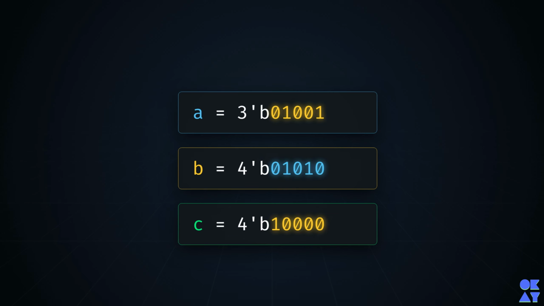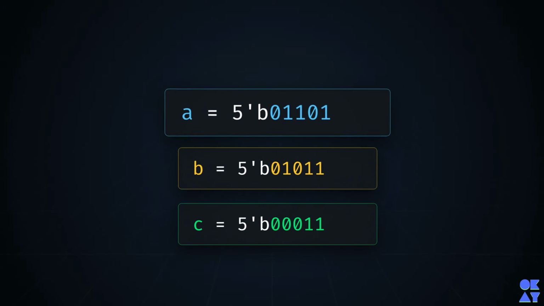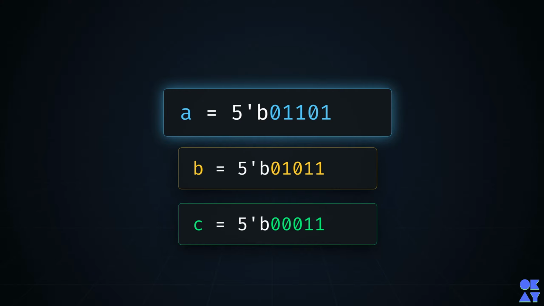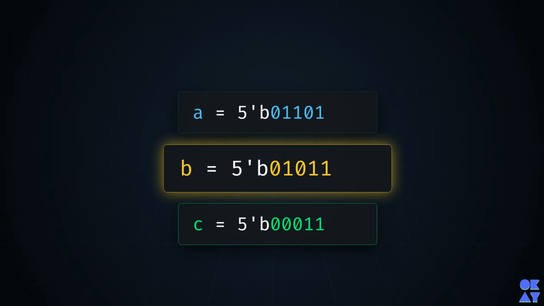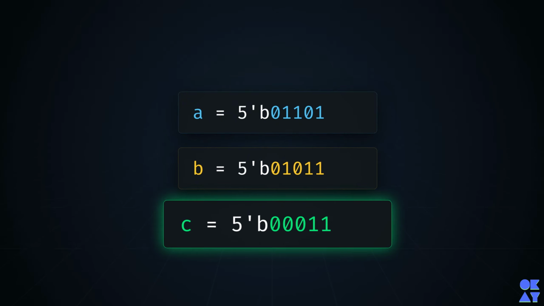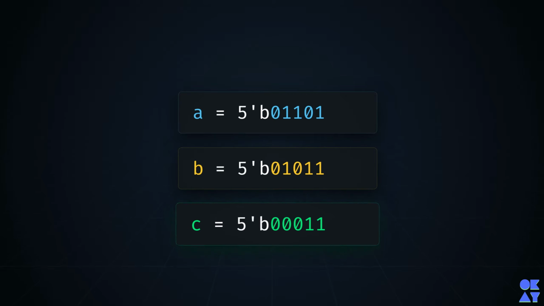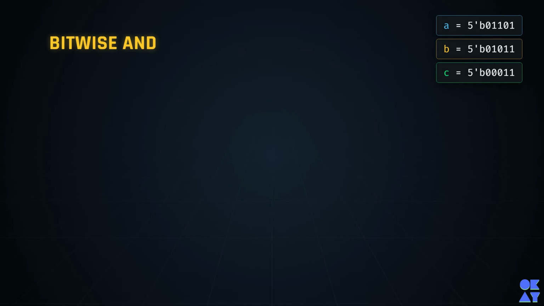Now first we match the bit widths. The maximum bit width here is 5, so all values are extended to 5 bits. A becomes 5'b01101. B is already 5'b01011. And C becomes 5'b00011. Now let's perform bitwise AND on all three operands.